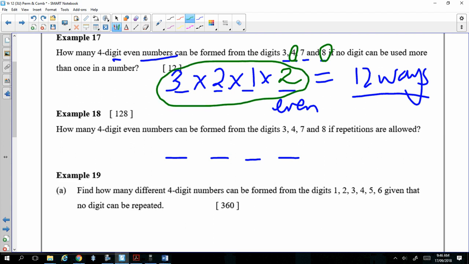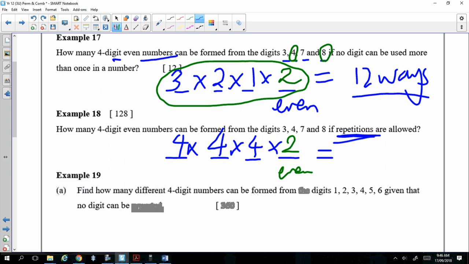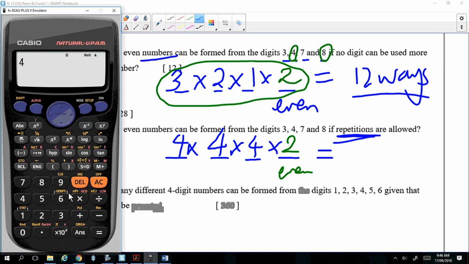And how many choices for the first one? No, 4 because repetition is allowed. Okay, how many choices for the next one? 4 again, repetition allowed. See, the factorial doesn't work. So be very careful. Do not overuse the formula. Only use the formula when you see the pattern that it does fit the formula. If it doesn't, just do it straight away. 128. Okay, good.